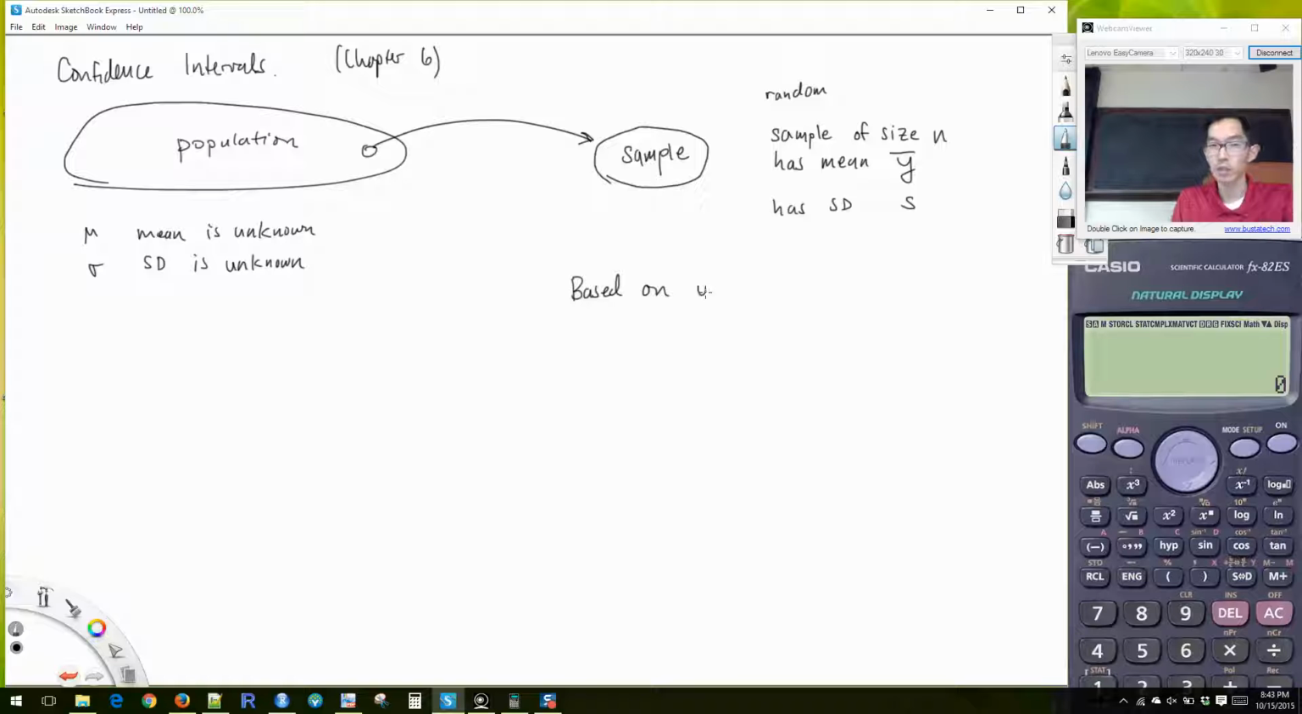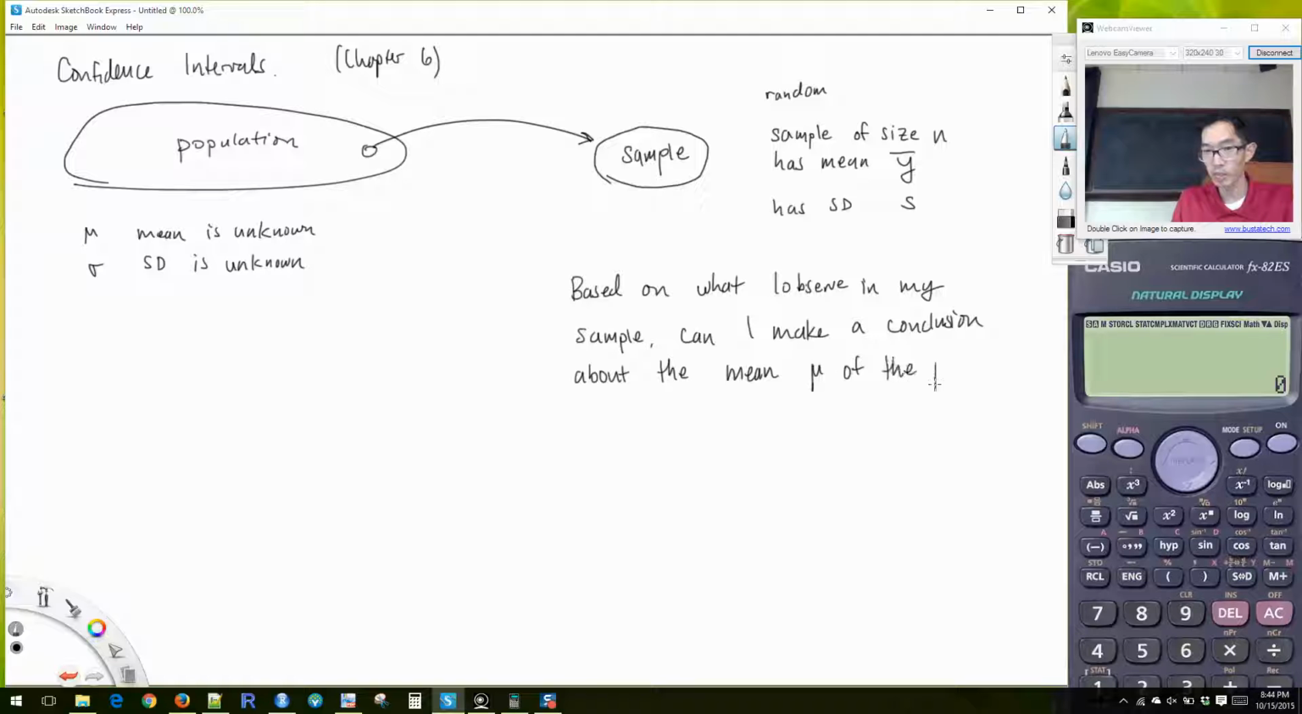This is what we are asking. Based on what I observe in my sample, can I make a conclusion about the mean mu of the population? This is what we want.